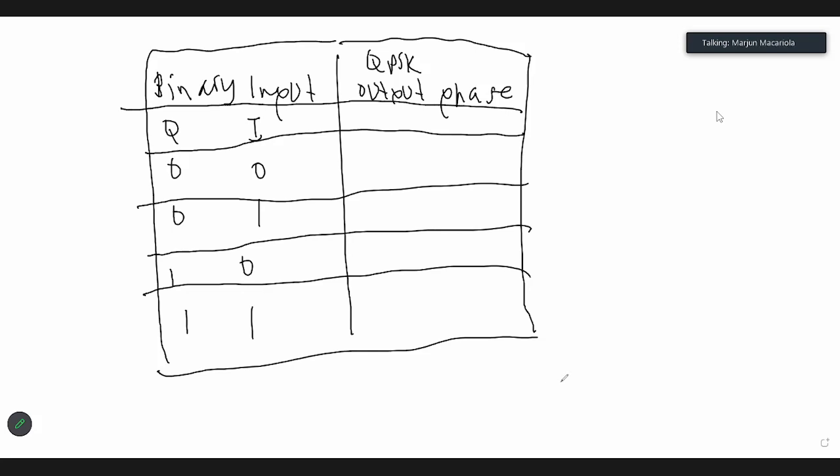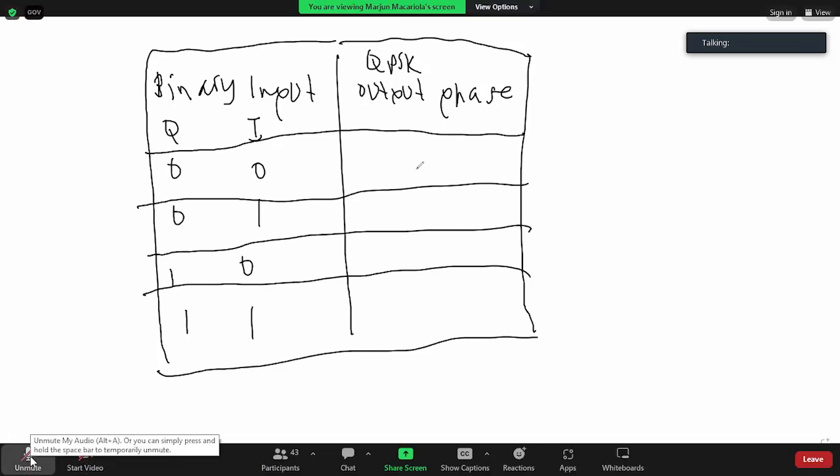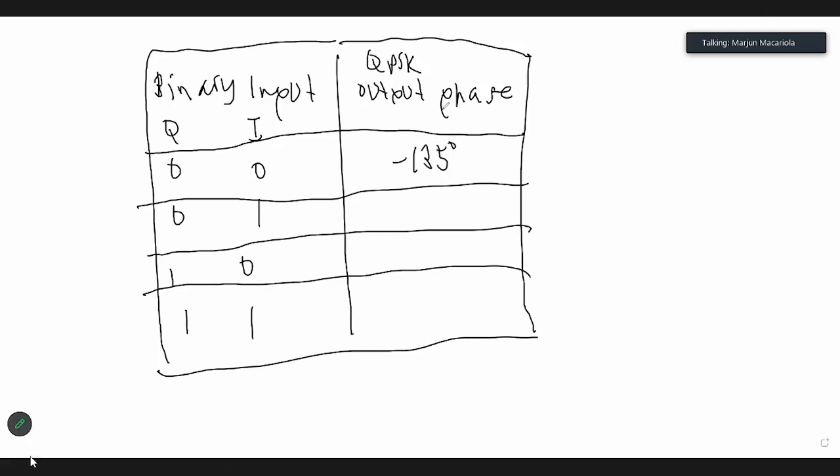Okay? So ano pong output phase nung 0, 0? Mali nga kayo. Ano pong output phase nung 0, 0? Negative 135 po, sir. Negative 135 degrees. Yung 0, 1, positive 135. Yung 1, 0, negative 45 degrees. Then positive 45 degrees.